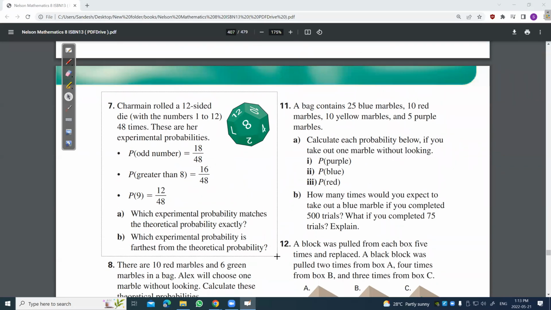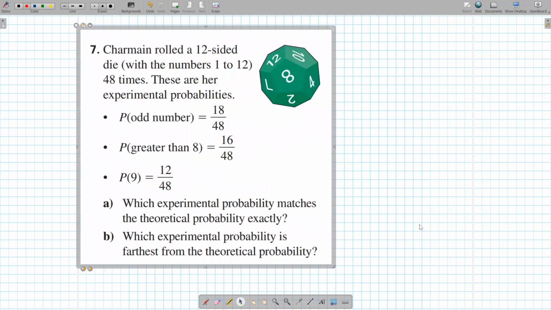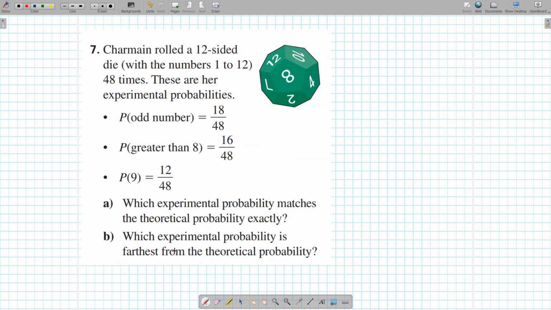Let's look at this one. So now this one's a 12-sided dice, and this person rolled it 48 times. And these are her experimental probabilities. If you roll it once, what's the probability of each number? 1/12, 1 out of 12. So if you roll it 48 times, how many rolls do you expect of each number? 4, exactly. So each number you'd expect it to roll 4 times. So that's the question. Which experimental probability matches the theoretical probability exactly?